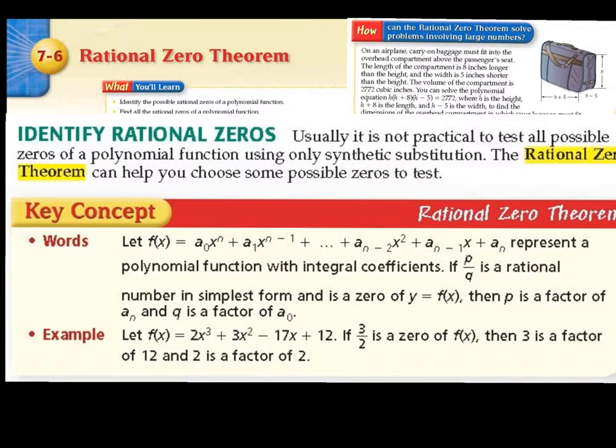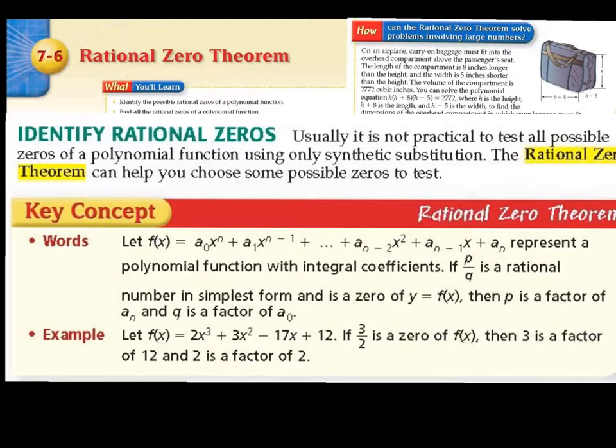Usually it's not practical to test all the possible zeros of a polynomial function using only synthetic substitution. The rational zero theorem can help you choose some possible zeros to test. So if we have a polynomial function with integral coefficients, if p over q is a rational number in simplest form and is a zero of f of x, then p is a factor of the constant and q is a factor of the lead coefficient.